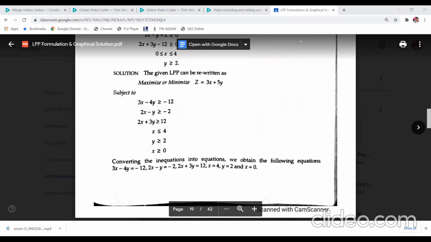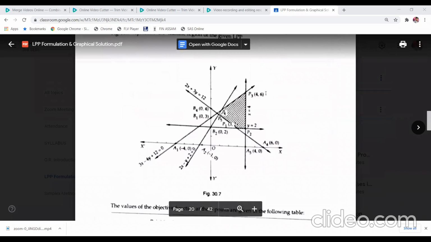So if you see, this is the graph. This was the line y equal to 2. See, this was the line. Your condition was given here: y greater than or equal to 2. So y equal to 2, the line will be y equal to 2. So this is the line y equal to 2.